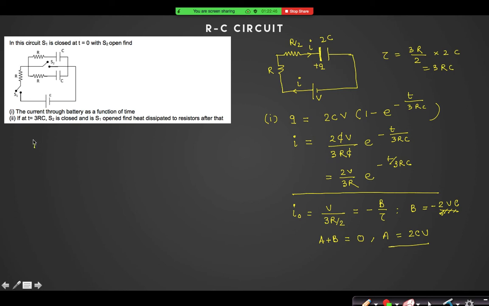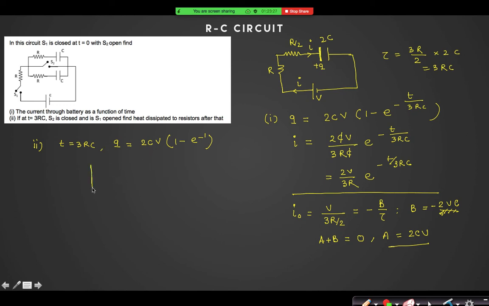Now the second question: if at t equal to 3RC, S2 is closed and S1 is opened. So at t equal to 3RC, what is the value of the charge? The value of the charge at t equal to 3RC is 2CV into (1 minus e to the power minus 1), yes or no? Can I say that? Yes, sir.